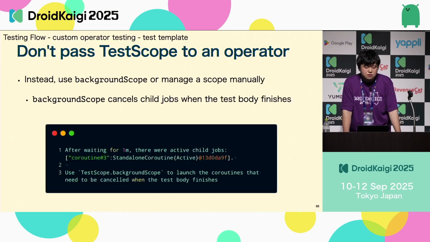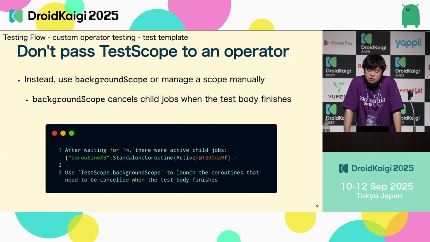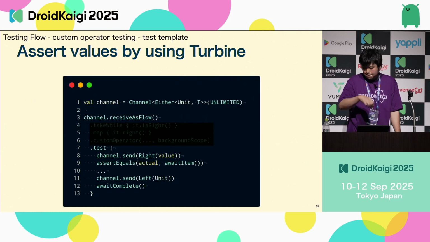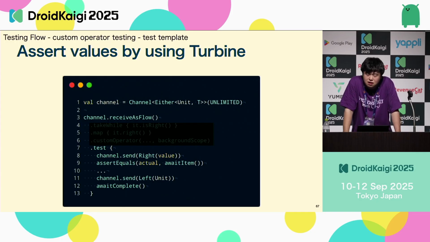Instead, the background scope or managed scope is a good fit. Unlike test scope, the running jobs in background scope will be canceled when the test body finishes. As for managed scope, please cancel it by yourself. Lastly, assert the new flow by using Turbine and the channel APIs. We can perform the value emissions, assertions, cancellation, and completion on demand with this test template.